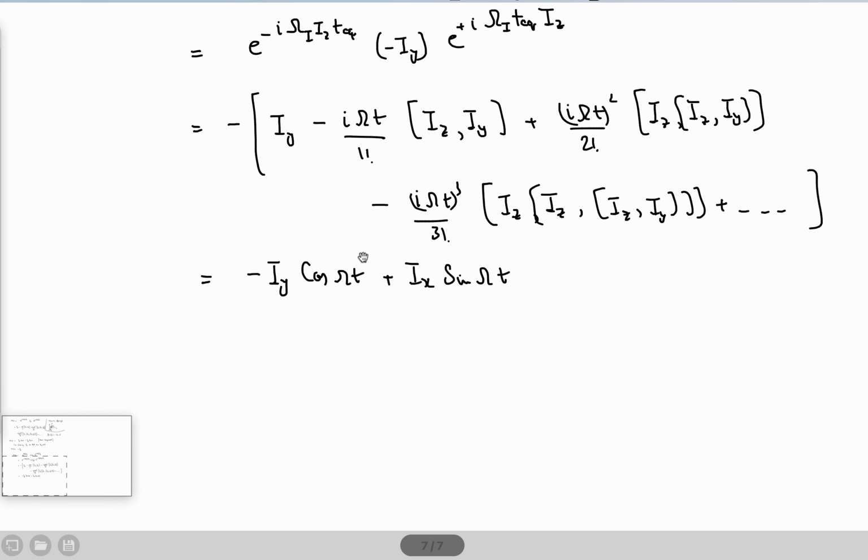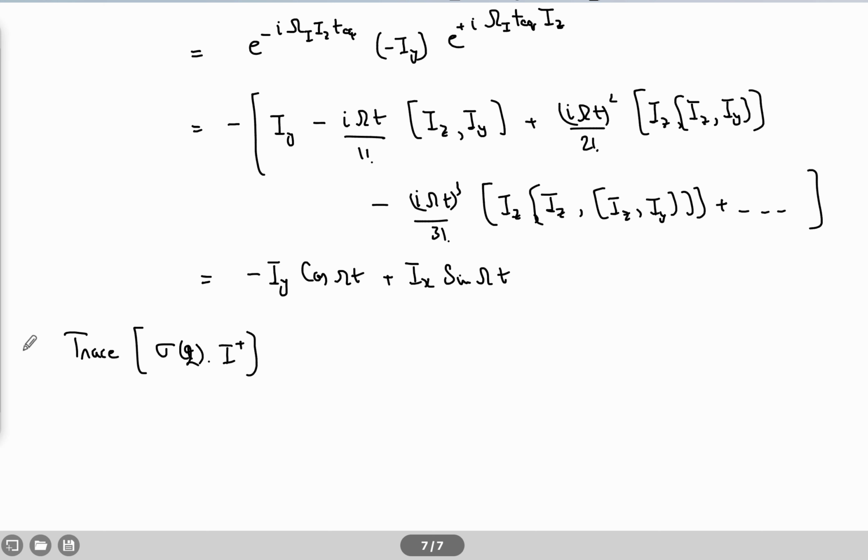Now let us do the measurement. So our measurement is nothing but finding trace of the matrix sigma t, that is sigma 2 here, into I plus, right? Because we wanted to measure the expectation value of I plus, so this will be given by trace of sigma 2 into I plus. Now what is my sigma 2? Sigma 2 is this. And then what is my I plus? So let's first calculate what is I plus.